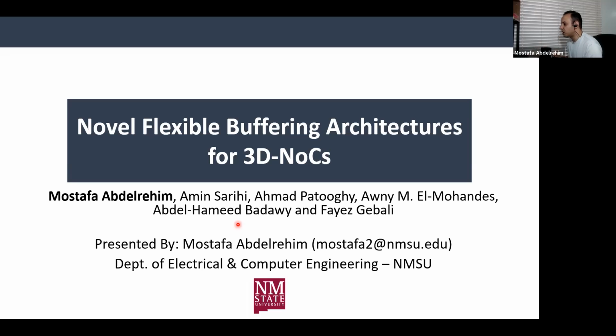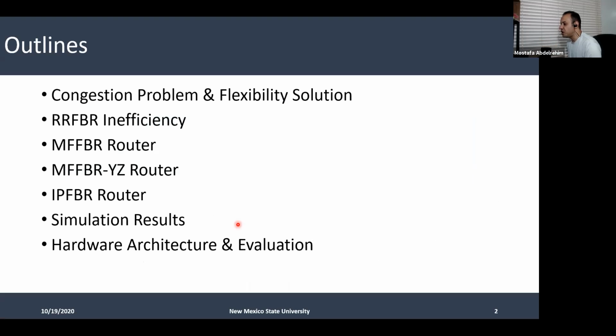So let's go to the outline of this presentation. First, I will highlight the congestion problem, the problem that we are dealing with in this paper, and how the flexibility solution proposed before can enhance or reduce this problem. Then I will highlight the inefficiency of the current solution, the current router that takes flexibility as a direction to reduce the congestion, which is called round robin flexible router.